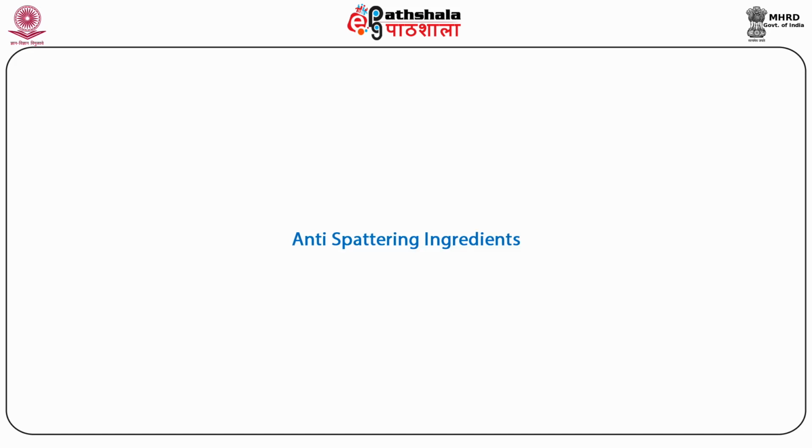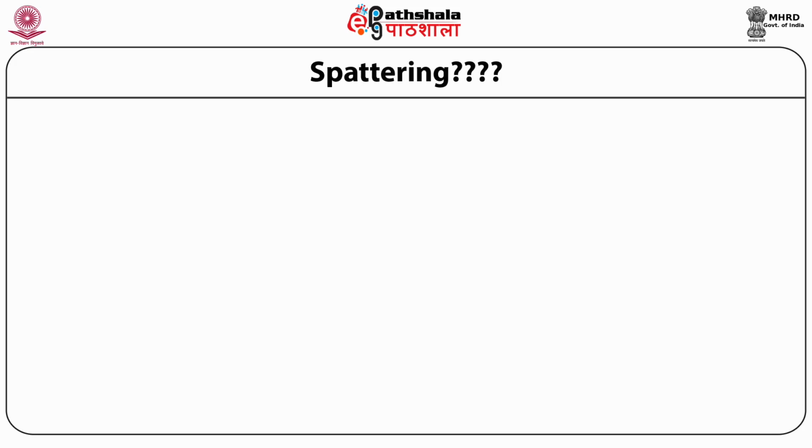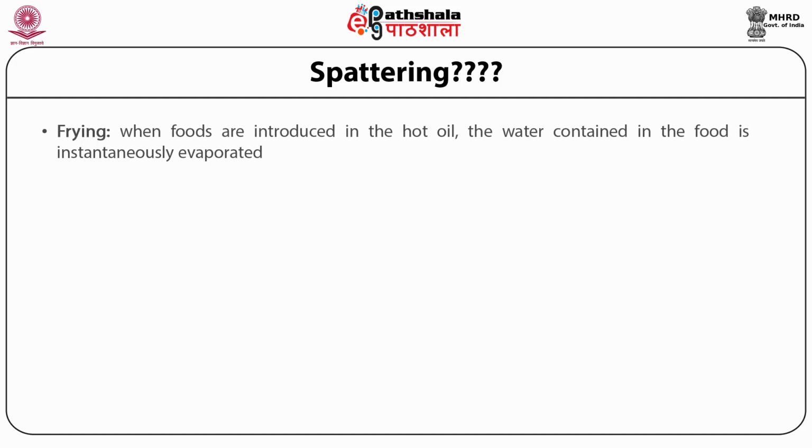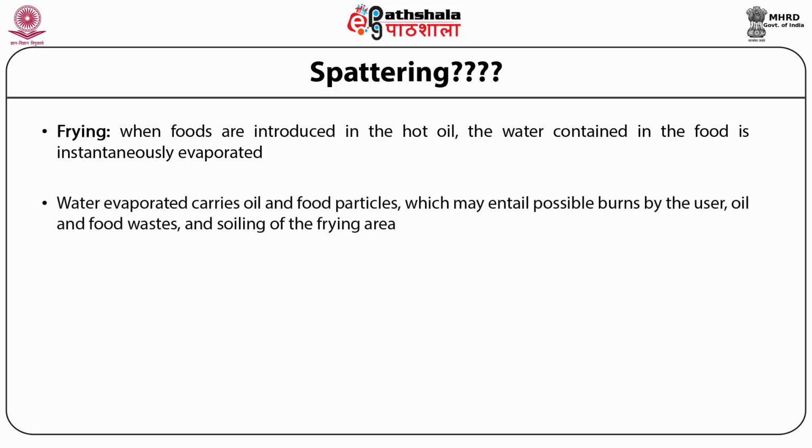Here we need some anti-spattering ingredients. So in oils, where the chances of water coming into them during cooking are more, we have to add anti-spattering ingredients so the spattering effects are reduced during cooking. Now, what is spattering? As I told you, during frying, when foods are introduced in the hot oil, the water contained in the food is instantaneously evaporated. The water evaporated carries oil and food particles, which may entail possible burns to the user. Oil and food wastes also result from it, and soiling of the frying area has been observed many times, and this is what we call spattering.